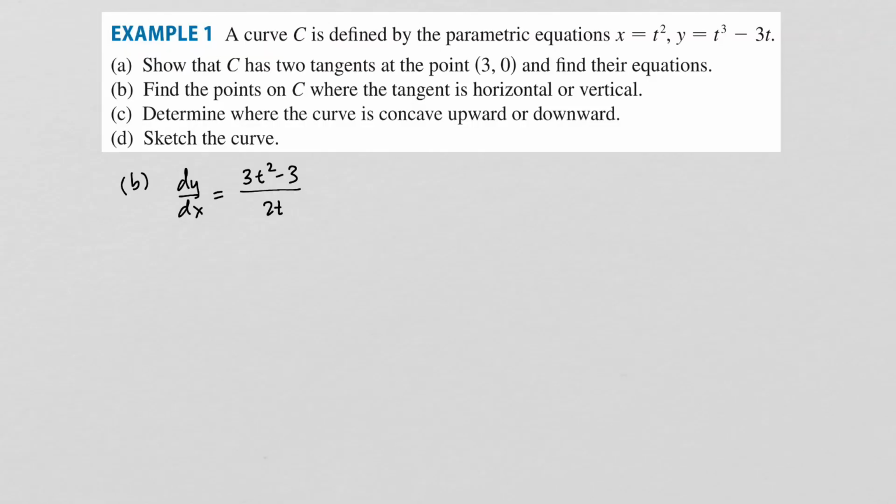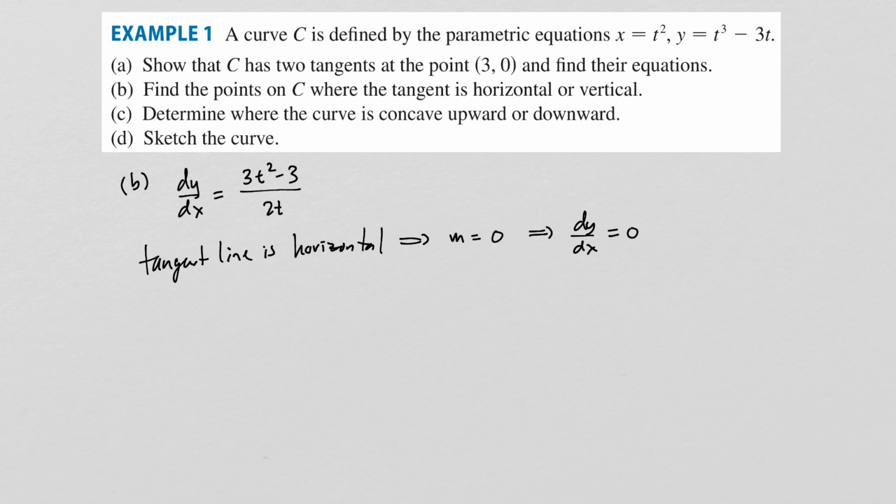So now for part B, find the points on the curve where the tangent line is horizontal or vertical. Well, we need to remember that if the tangent line is horizontal, this implies that the slope of the tangent line is equal to 0, which implies that dy/dx will be equal to 0. So in that case, we have (3t squared minus 3) divided by 2t. This is dy/dx. We're going to set that equal to 0. And we know the only way a fraction can equal 0 is if the numerator of that fraction equals 0.